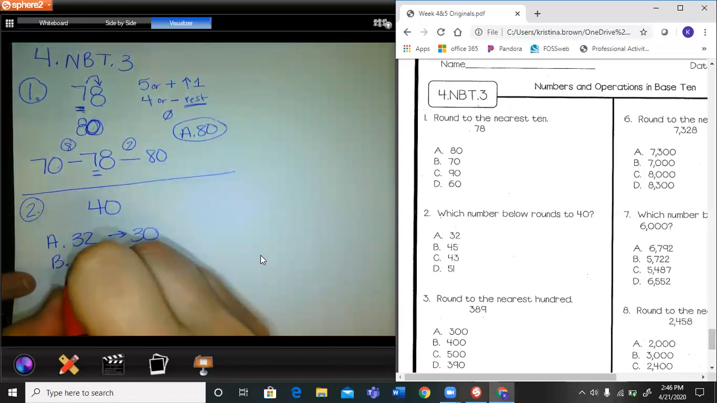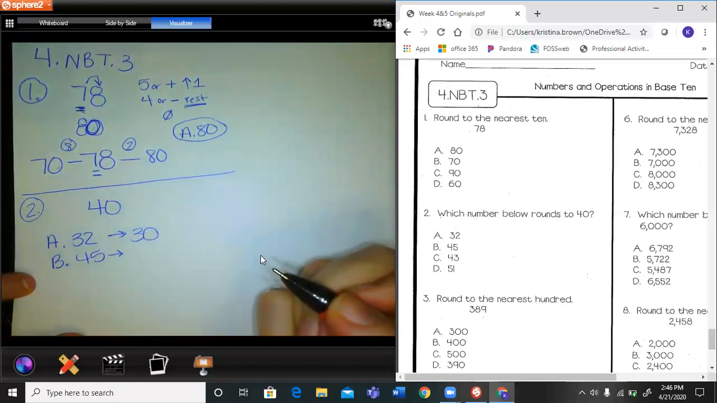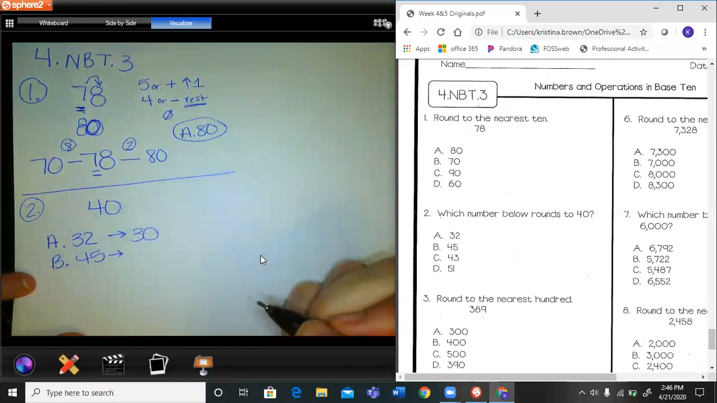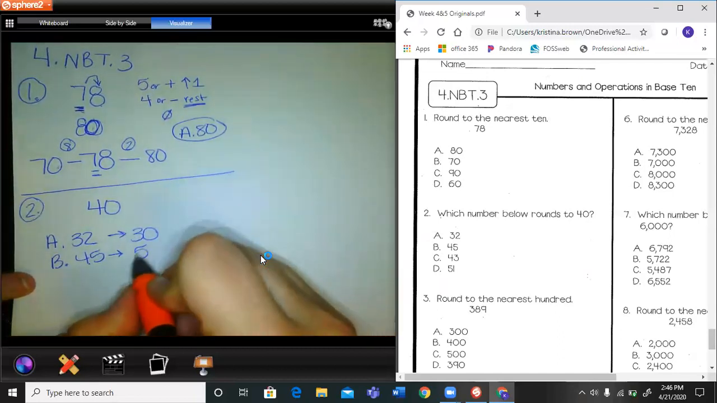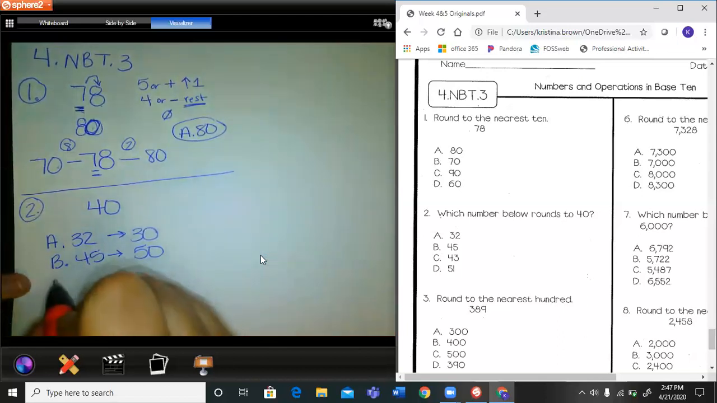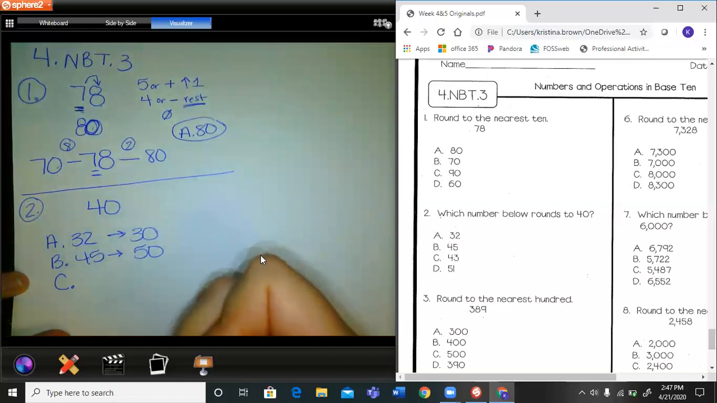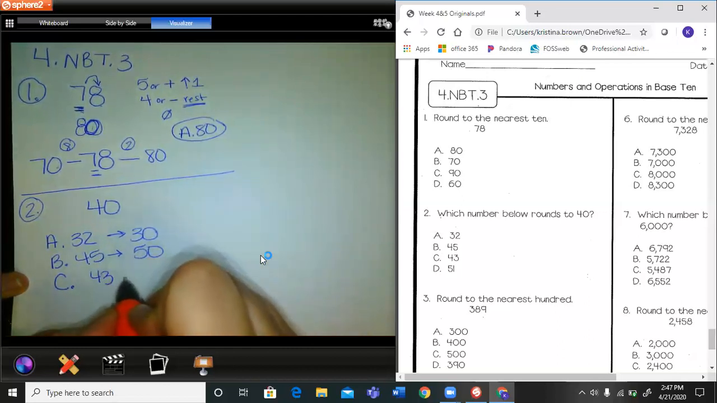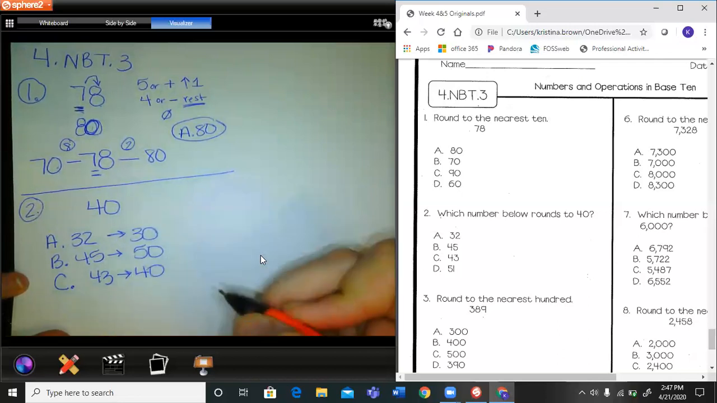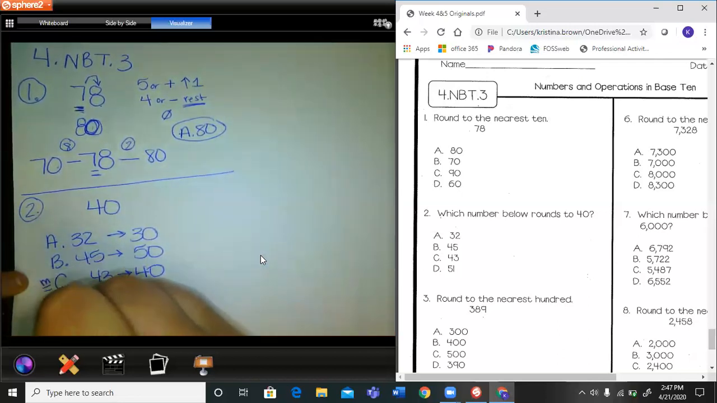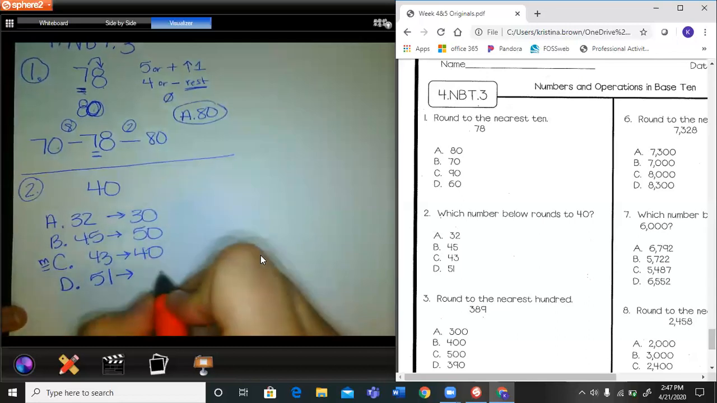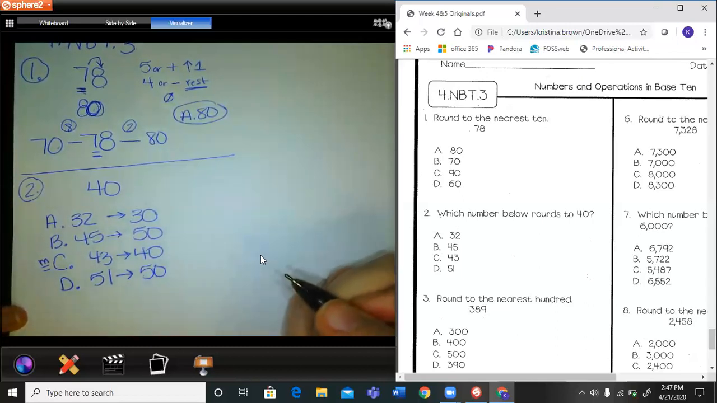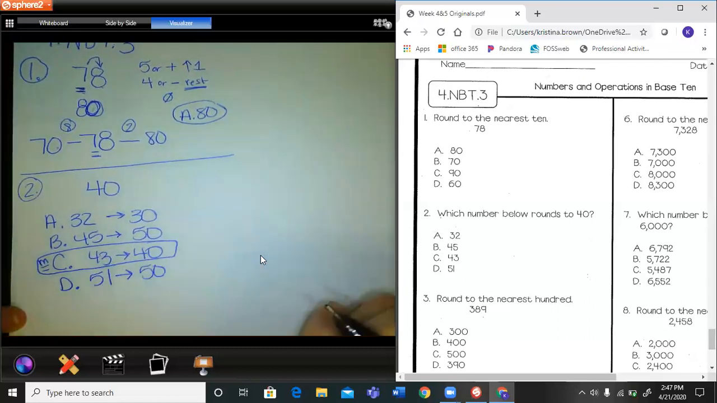For B, 45. Is 45 going to round to 40, or is it going to round to 50? Remember, 5 or more raise the score. So this 4 is going to become a 5, so it's closer to 50. C, 43. Is it closer to 40 or 50? It's closer to 40, so this is a maybe. And then D, 51. Is that closer to 40 or to 50? This is obviously closer to 50. So my correct answer should be C, 43.